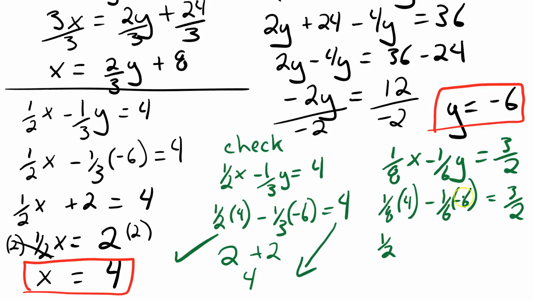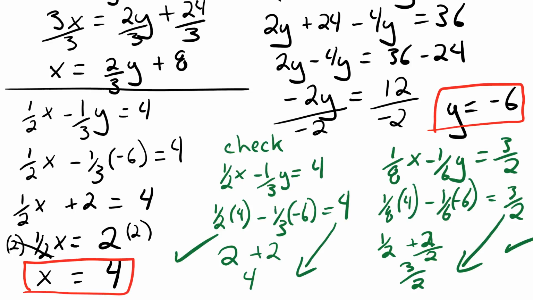Negative 1 times negative 6 is positive 6. Positive 6 divided by 6 is positive 1. Positive 1, another way we can write that is 2 over 2. And then we add my fractions. Common denominators, I have those. 1 plus 2 is 3 over 2. 3 over 2 does equal 3 over 2. So I've got a good check.